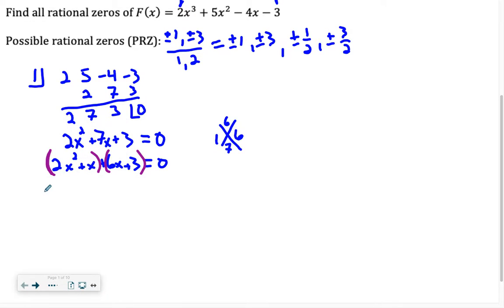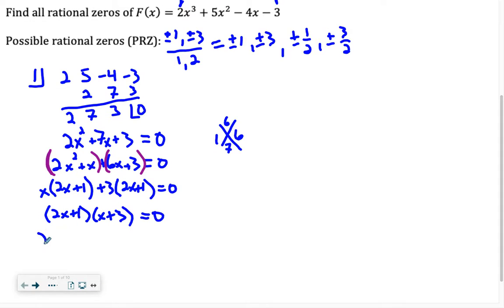I can take an x out of this, so I'd be left with 2x plus 1. And I can take a 3 out of here, so I'd be left with 2x plus 1. So this would factor into 2x plus 1 times x plus 3.